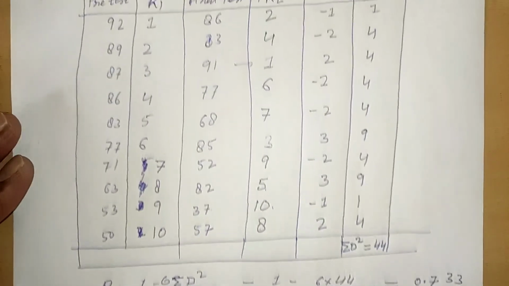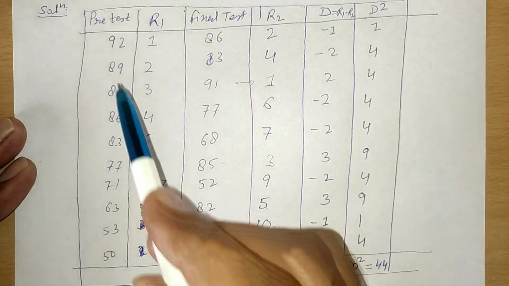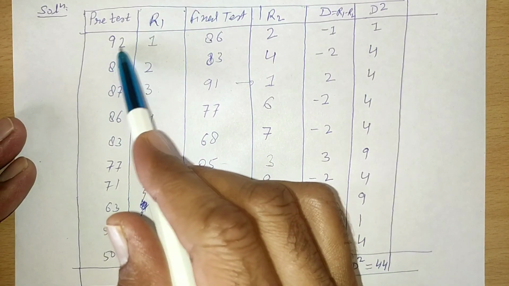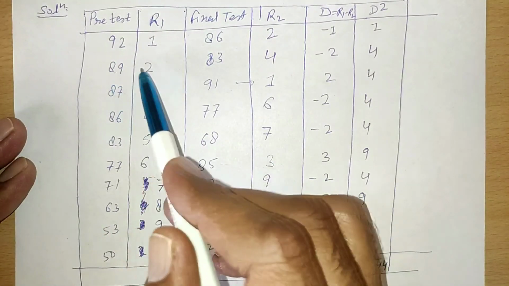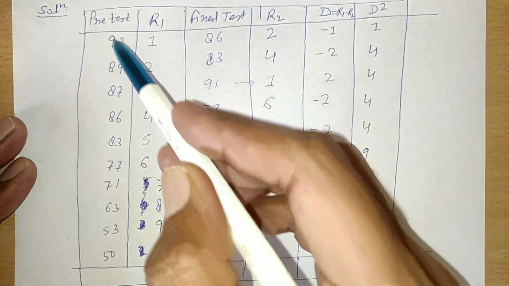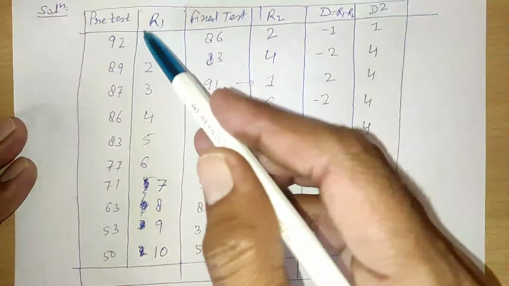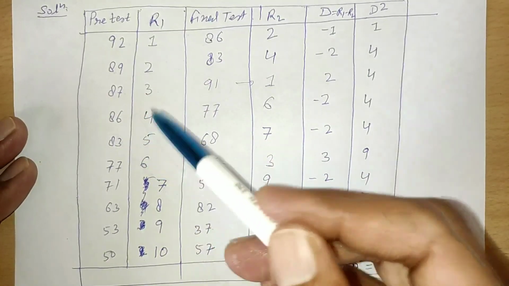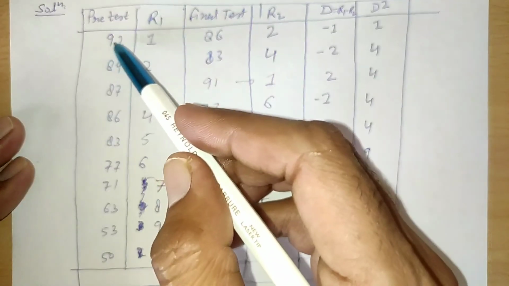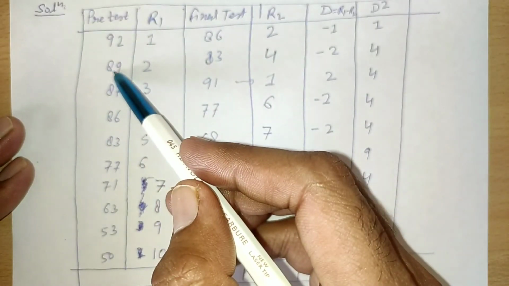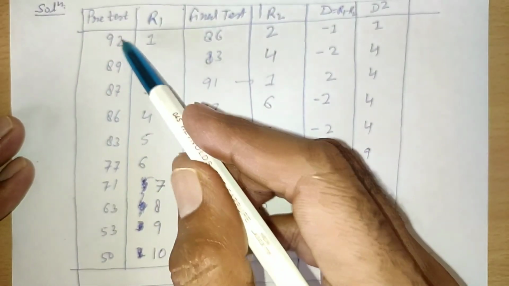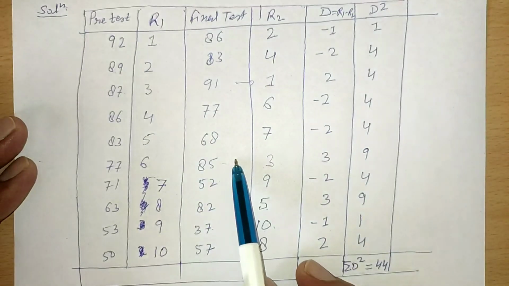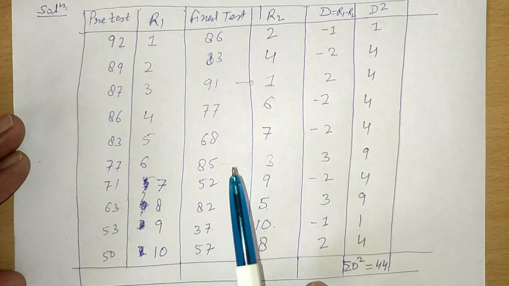In this particular example, each and every value has a unique rank. 92 has rank number 1 and 89 has rank number 2. Sometimes these ranks will be repeated. Suppose this is 92 and the next number is also 92. Then obviously there will be a tie between these two numbers. How you assign the rank between these two numbers, I will discuss in my next lecture.